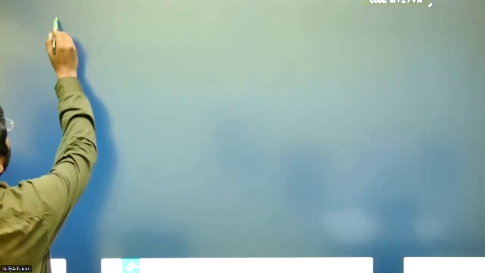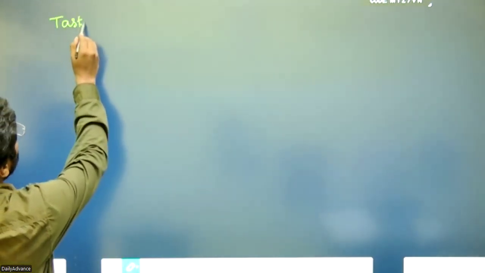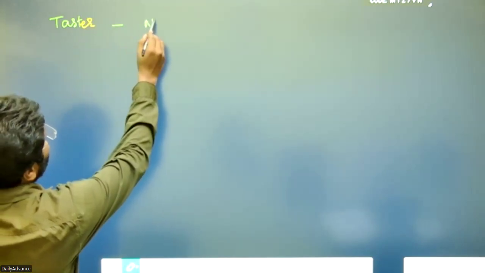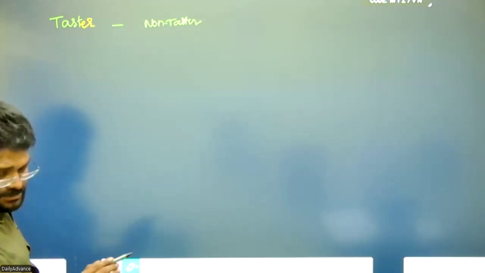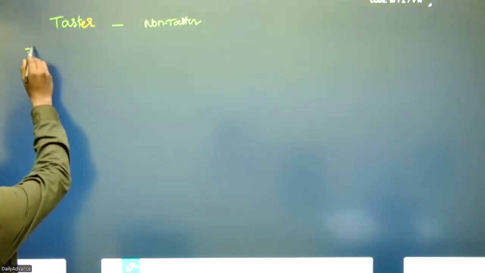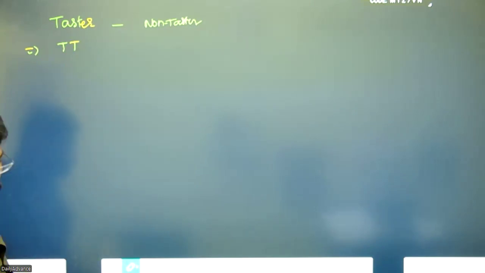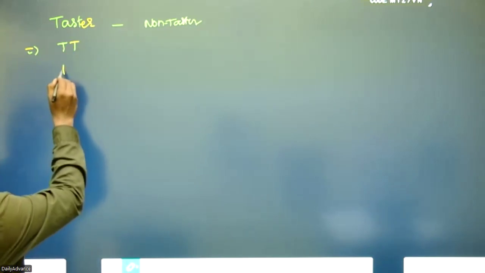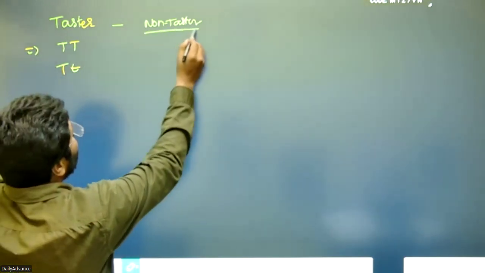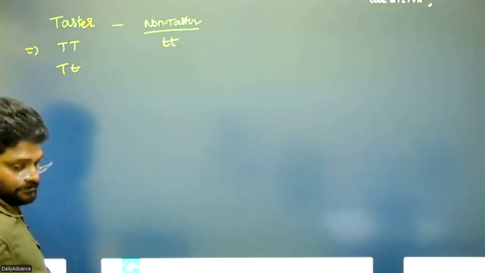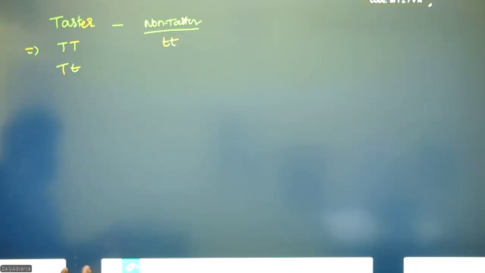So, roller and taster, human examples: taster and non-taster. Tasters are of two types. One is capital T, homozygous taster. Another one is capital T, small t, heterozygous taster. Non-taster is only one case, small t, because it is recessive; the ability only comes if there is no dominating gene.